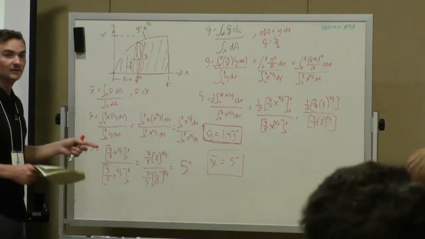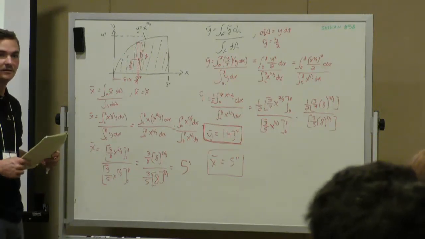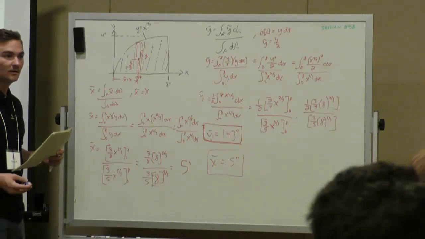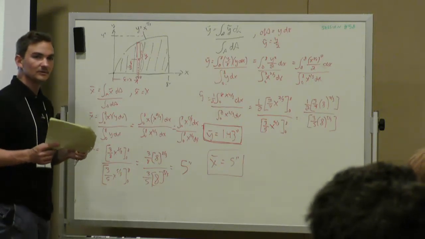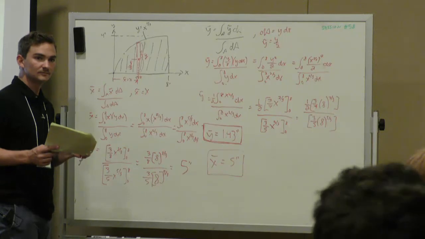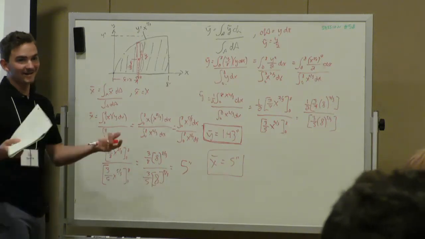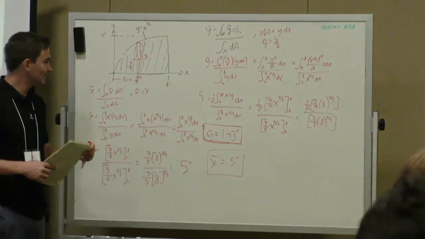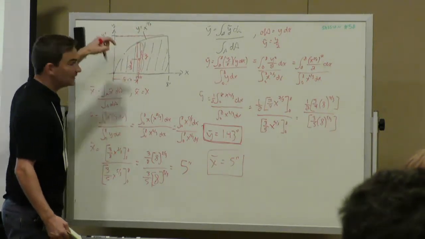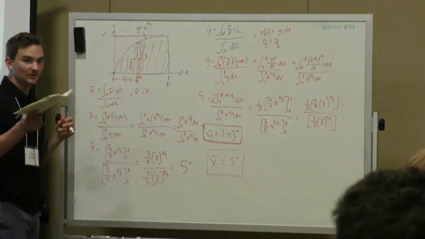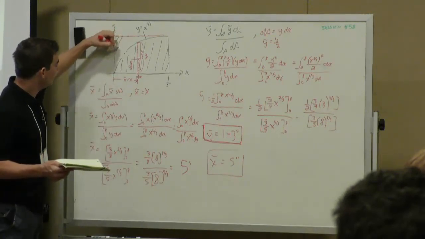Yes? Are we always to assume that x bar is going to be greater than y bar, and we have to solve for both? What do you mean? Like in the last two things that we did, x bar was just greater. It just happened to work out that way. It's just because they're lower to the ground.